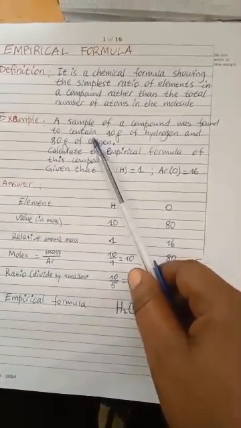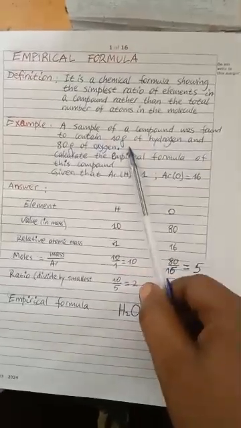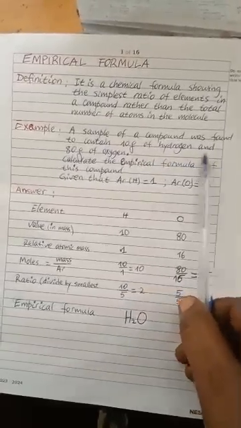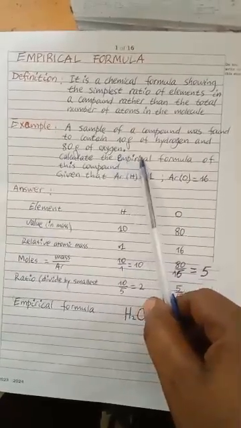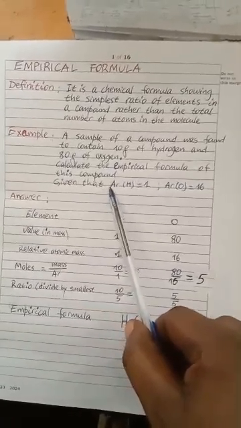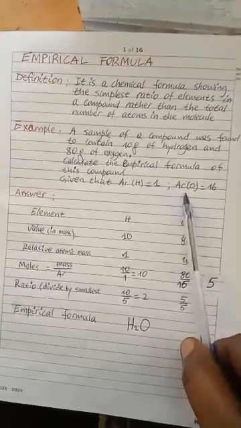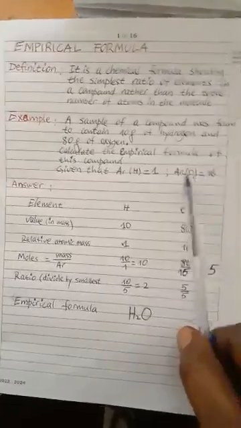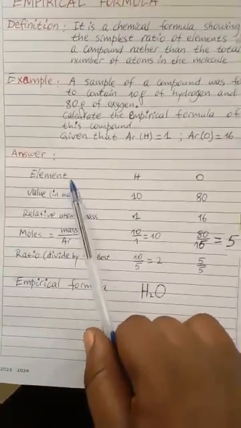For example, a sample of a compound was found to contain 10 grams of hydrogen and 80 grams of oxygen. Calculate the empirical formula of this compound, given that the relative atomic mass of hydrogen is 1 and the relative atomic mass of oxygen is 16. To answer this question, we have to identify the first thing, the elements.